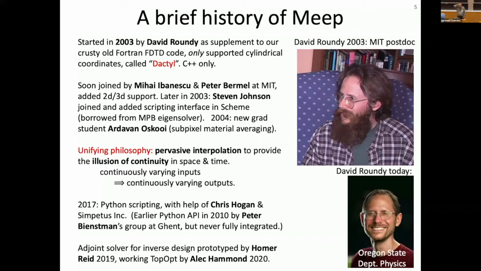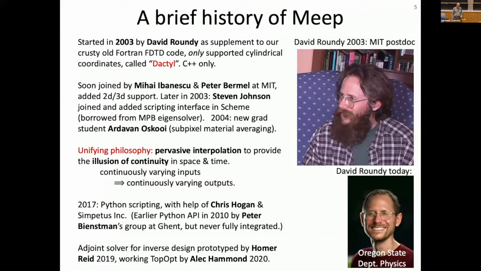So this continued on for a number of years. It actually wasn't until 2017 that we integrated Python scripting, with the help of a guy named Chris Hogan, who was hired by Ardavan's company Simpetus with some funding from NSF and others. There was actually an earlier Python API in 2010 developed by Peter Bienstman's group at Ghent, but it was never really fully integrated.